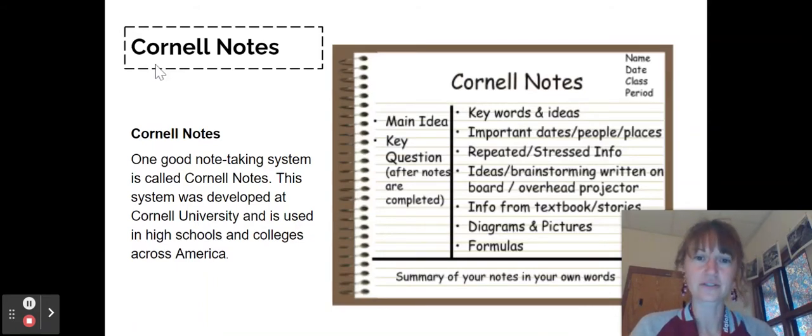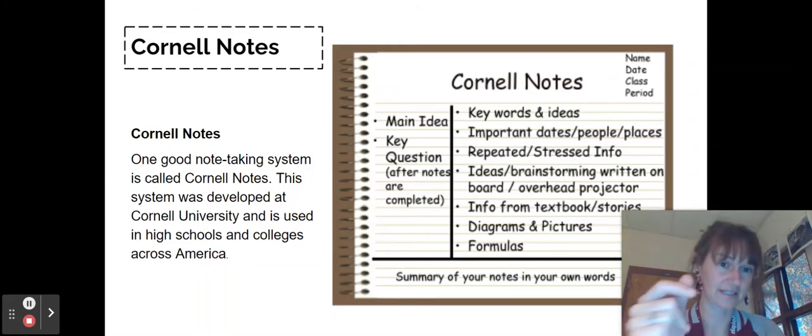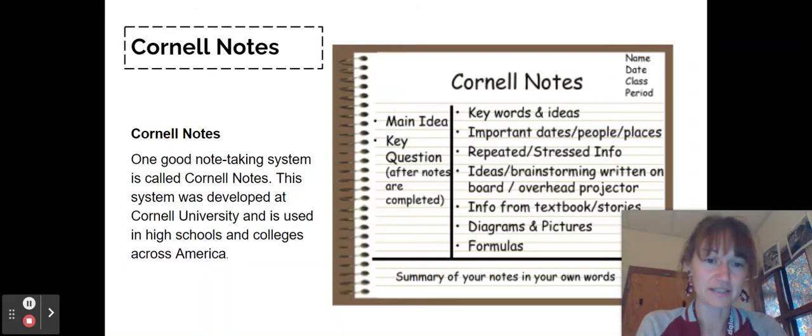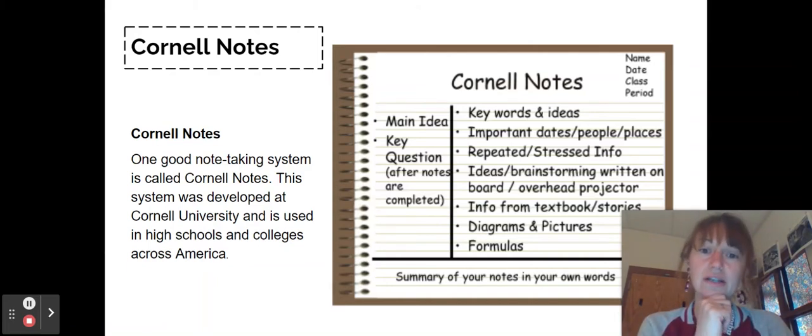Cornell notes are a way of organizing things so that we can just look at the keywords and ideas, and here is a list of things that you might want to take note of when you're taking notes. They basically divide the paper into different sections. There's a line at the bottom, and this will be the summary of notes in your own words. And then you have that line down the middle or to the left, which is the main idea, question.